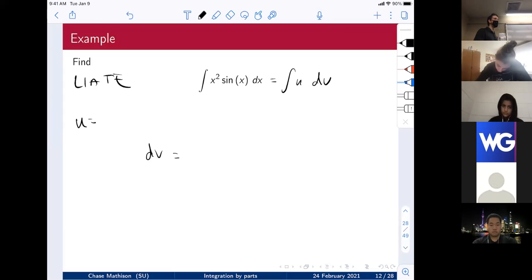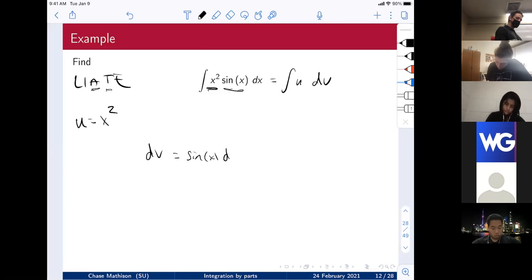I want to pick the thing that's farthest to the left in Liate. So what should u be? X squared, that's exactly right. I have an algebraic function here in x squared and a trig function here in sine of x. Well, algebraic functions come further left in Liate than trig functions do, right? So I'm going to pick u to be x squared and dv to be sine of x dx.